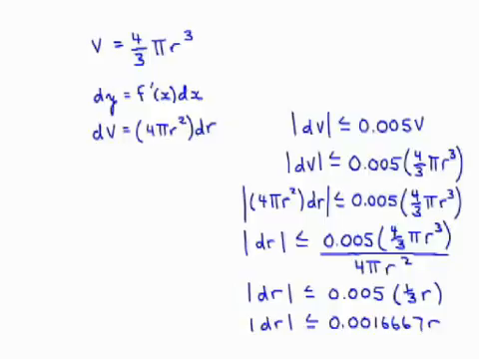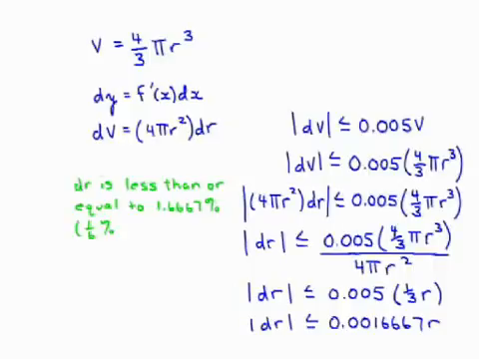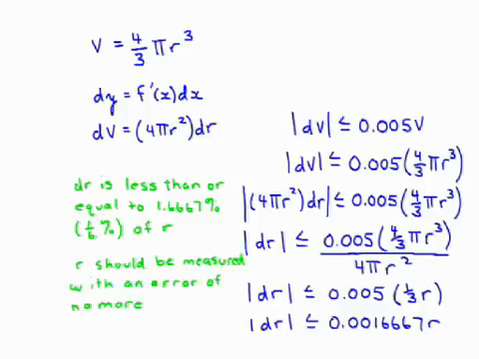So what can we conclude by looking at this last line? That dr is less than or equal to 1.6667% of r, which is 1/6 of a percent of r. So r should be measured with an error of no more than 1/6 of a percent. This is the same answer that we obtained using the other method, but I think you would agree this technique is far simpler.